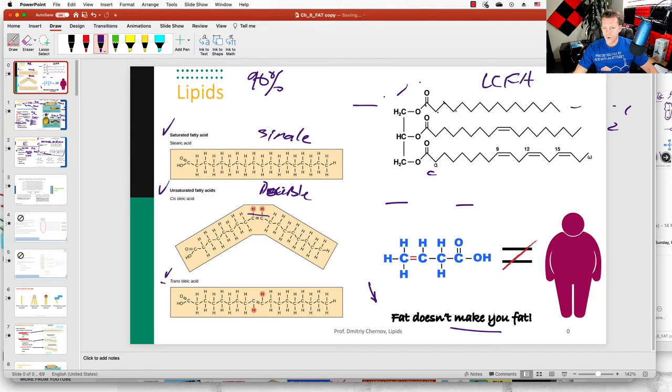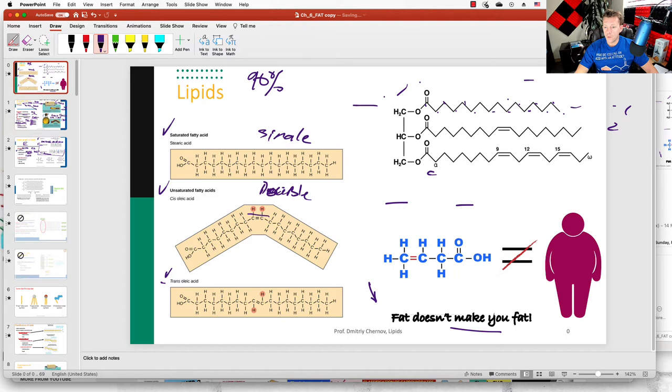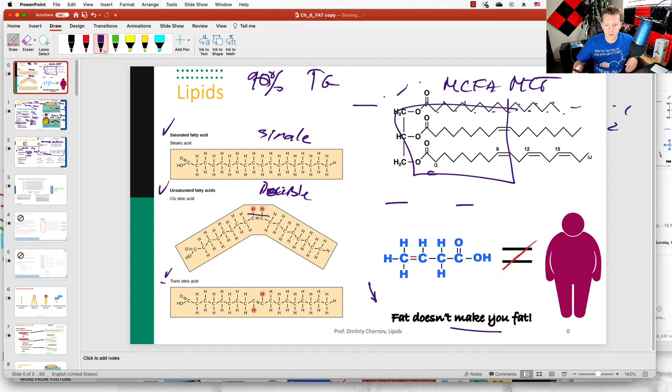Let's count 1, 2, 3, 4, 5, 6, 7, 8, 9, 10, 11, 12, 13, 14, 15, 16. That's the definition of a long chain fatty acid. However, the triglyceride could come like this, like that. So it would be a short chain fatty acid triglyceride, or it could be like right here, so it would be a medium chain fatty acid, or you can call it medium chain triglycerides. Why triglycerides? Because as we already mentioned, this is the form in which they come into our system, and that's how we find them in animal products or plant products, in the form of triglycerides.